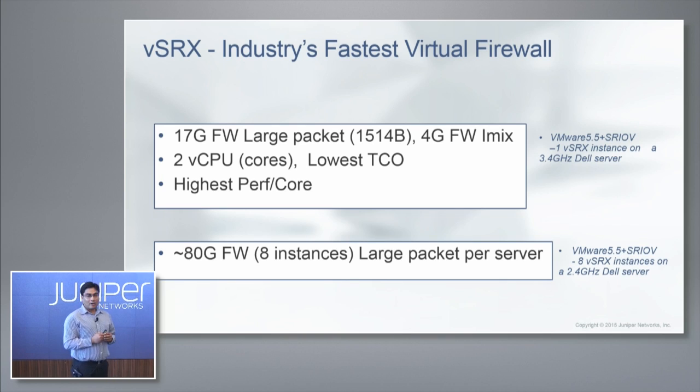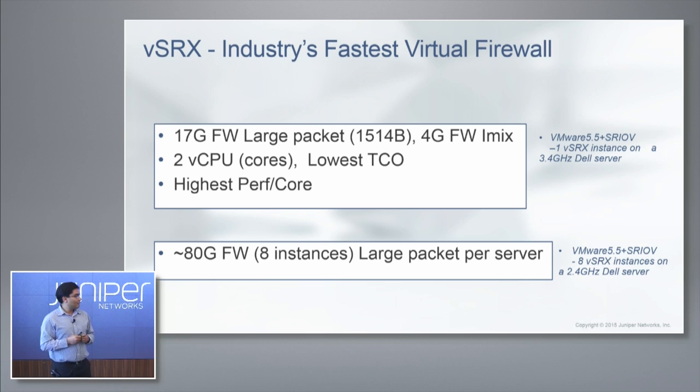So with that, I want to talk to you about the latest release that we did about 2 weeks back. VirtualSRX, as you know, Juniper's big focus is on performance. We launched the 2 terabit firewall. We announced it at RSA and started shipping it back in July. With vSRX, we are the industry's fastest virtual firewall. We can do 17 gigs of firewall large packet performance and 4 gig IMIX. Nobody else in the industry can do that.